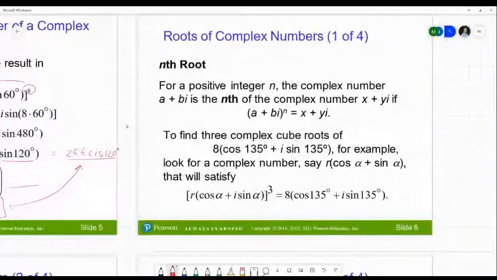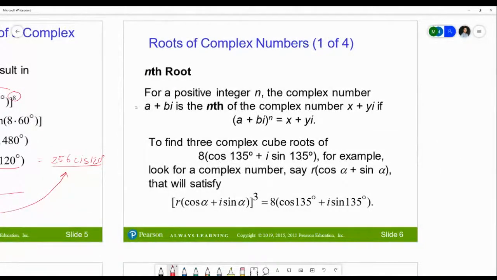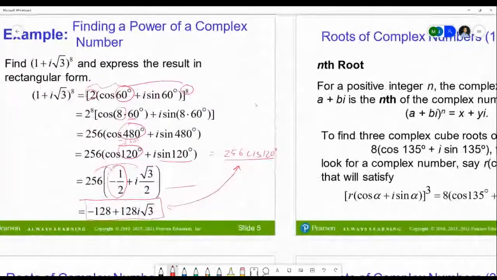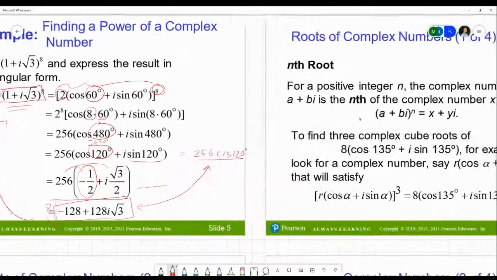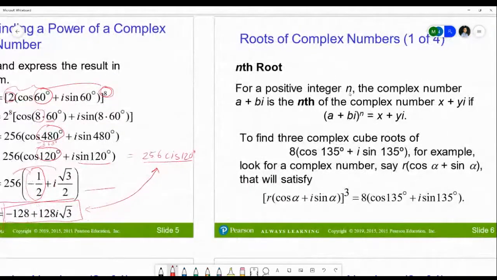Okay, so now we're going to talk about the nth root, which is basically going backward. If you look here, we know that negative 128 plus 128i square root of 3 is the 8th power of this. So this means that if I take the 8th root of this, I will get 1 plus i square root of 3. So now we're basically just going backward. This is what it's saying right here: for a positive integer n, the complex number a plus bi is the nth root of x plus yi if it satisfies this.